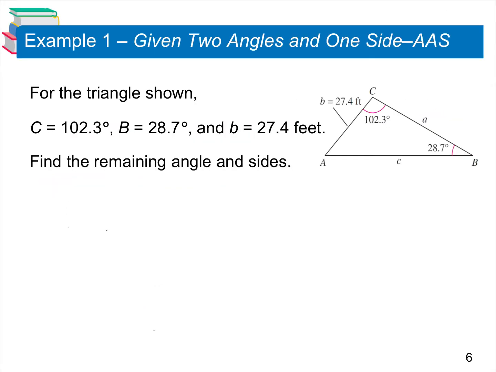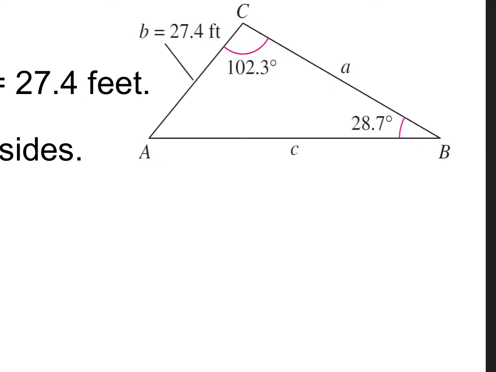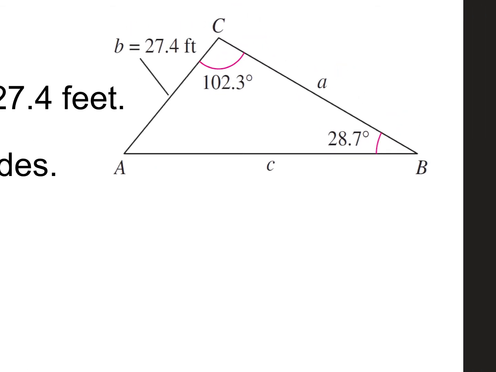So that brings us to example 1. Given 2 angles and 1 side, we have to find the remaining angle and sides. If it gives us 2 angles, how can we find the third angle? Add them up and subtract from 180, because we know all 3 angles in our triangle add up to 180. So if it gives us 2, we can just subtract them from 180.